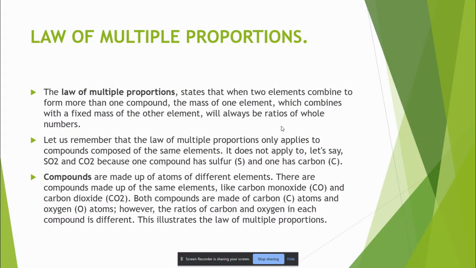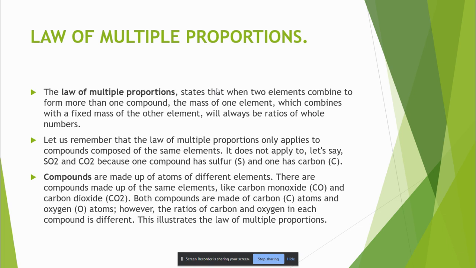Moving to the third one now, the law of multiple proportions. The law of multiple proportions says that when two elements combine to form more than one compound, the mass of one element which combines with a fixed mass of the other element will always be in ratios of whole numbers. For example, oxygen combines with carbon to form CO, and oxygen also combines with carbon to form CO2. Look at the ratio of oxygen: in CO it is 1, in CO2 it is 2. It's a simple whole number ratio. You're not having something cumbersome. That's the simple and basic idea here.